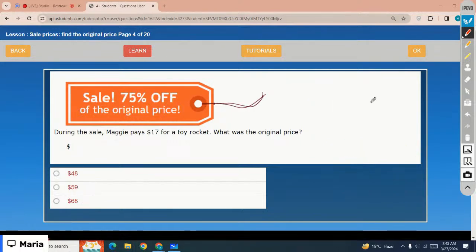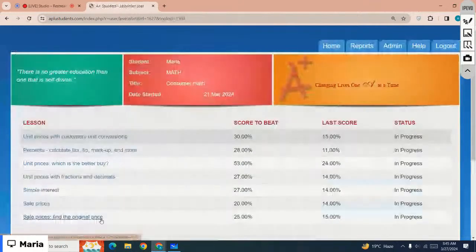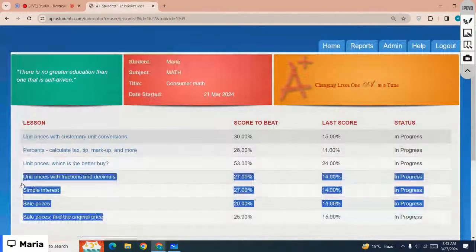You can complete the lesson by yourself later today. So we were working on grade 6 math. The chapter we're working on is consumer math. The lessons we have covered today are unit prices with fractions and decimals, simple interest, and sale prices, find the original price. Please make sure before the next session you complete all the practice questions for the lessons we did today. That is your homework until the next session.